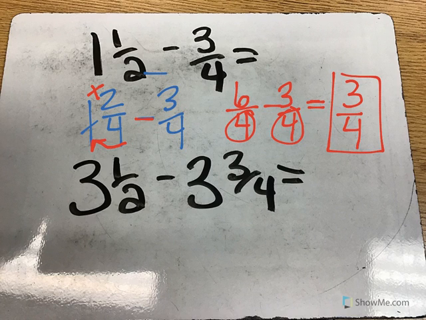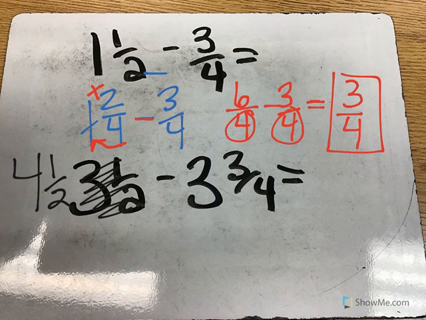All right. Last problem we're going to do in this lesson is 3 1/2 minus 3 3/4. Now, I lied. Let's make this 4 1/2. Otherwise, our difference would have been negative, and we'll get to that in another lesson. All right, so 4 1/2 minus 3 3/4.